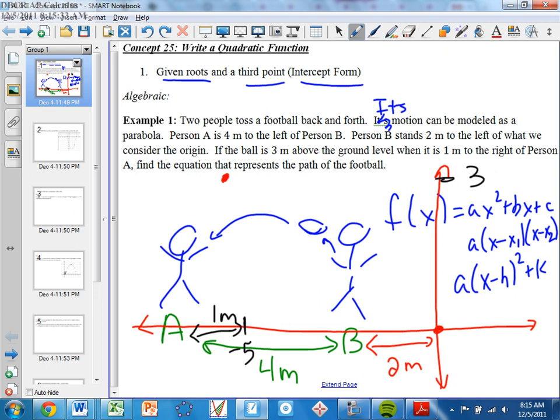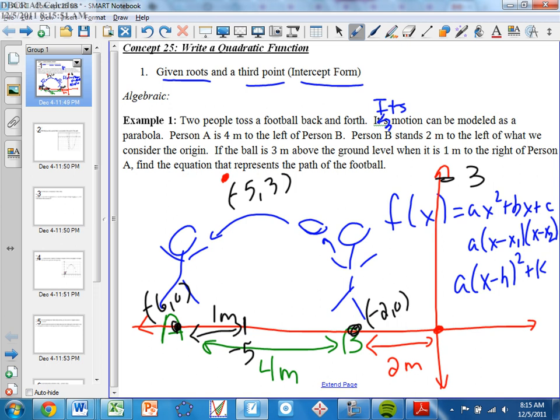Again, this person, person B, is located at negative 2, 0. This person, which is person A, is located at negative 6, 0. Now, the ball must be located at negative 5, 3.